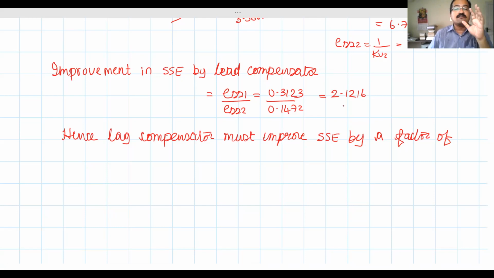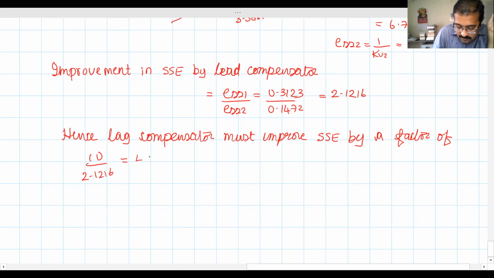Understood? The requirement was a 10-fold improvement in steady state error. When you inserted a lead compensator, the error was improved by 2.1216 times. So an additional amount of error has to be improved. How can you find that additional factor? It is a factor of 10 by 2.1216, which is 4.7134, over the lead compensated system.